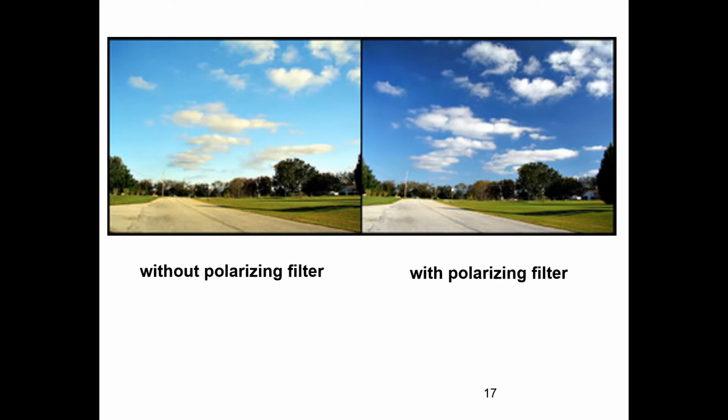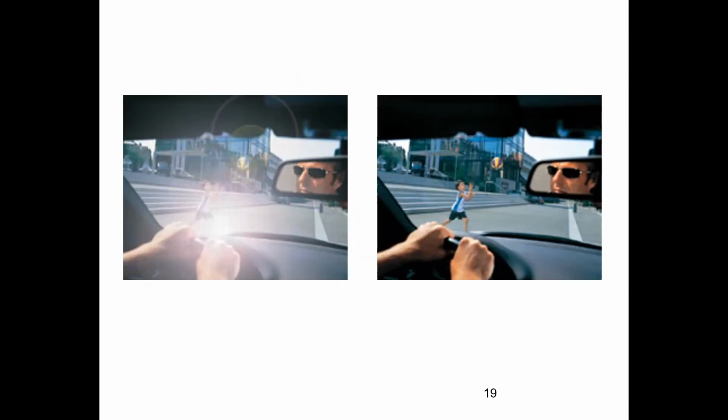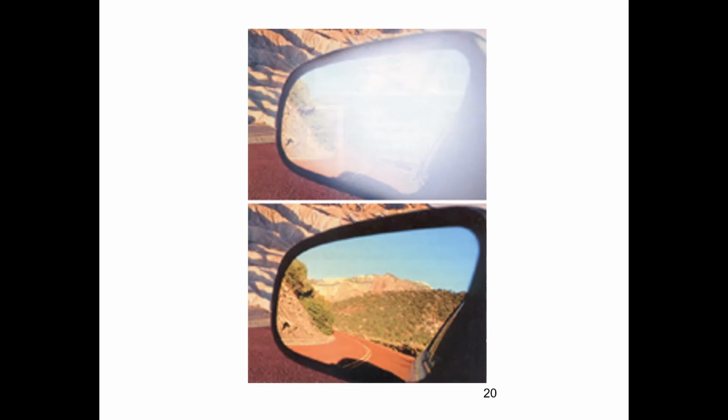Polarizing filters can add more contrast to the sky, which is sometimes nice to have in a picture. Polarizing sunglasses are very important. They eliminate glare, so it's always safer if the driver gets more information than less information. You can see what could have happened here. Same in this situation. The more information the driver has, the better.